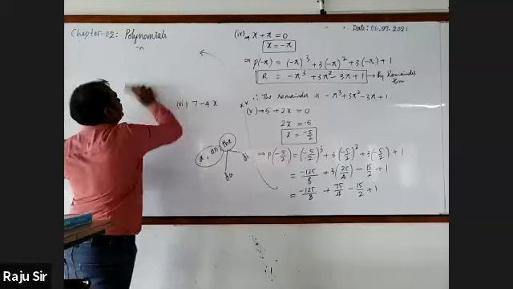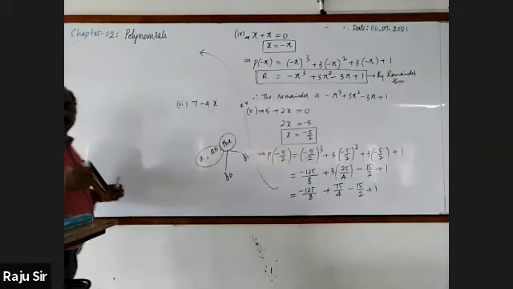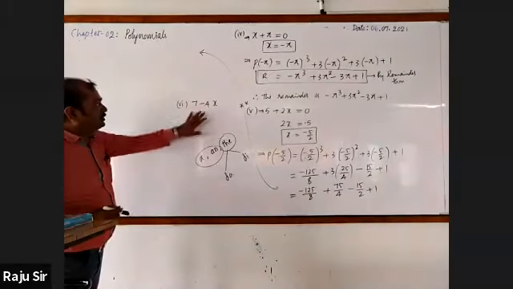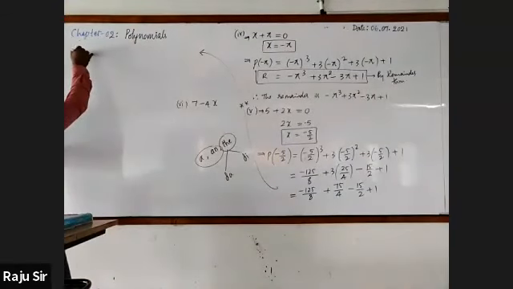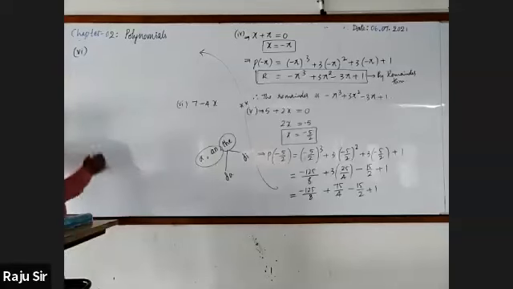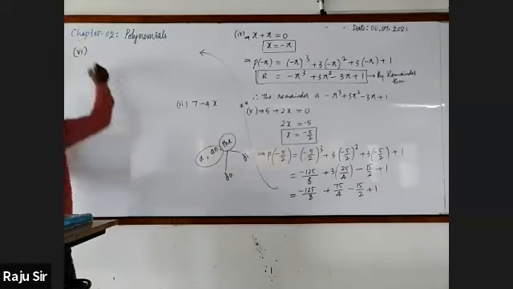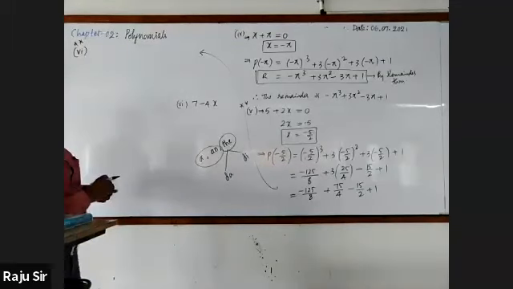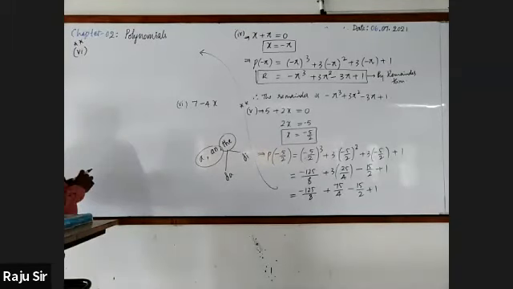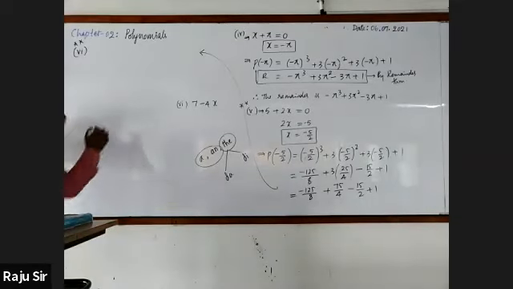Now we are moving to the last one, the sixth one. Even this is an important one. Please put a double star mark. X is equal to 7/4.